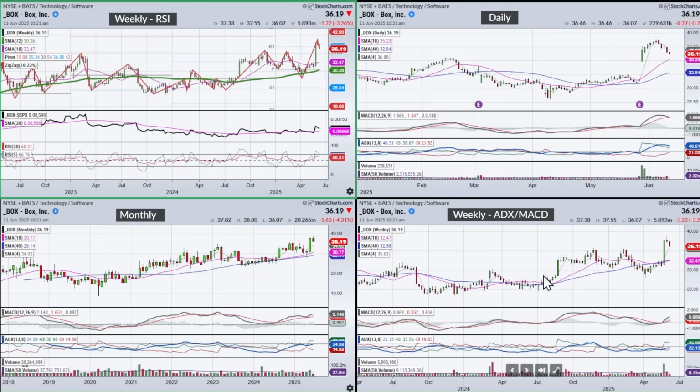All right, so Box is trying to break out here. Did it via a gap. And so now we kind of want to see how this handles this breakout area around 35. So we make this move to the upside on a violent gap, see how it can handle the 18-day, and see how it can handle this breakout level.